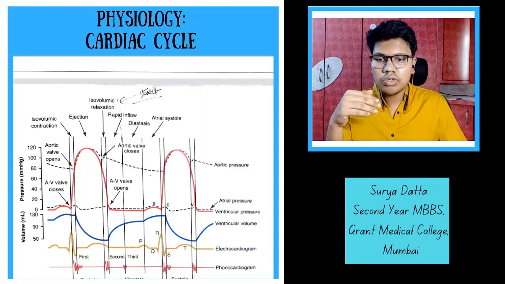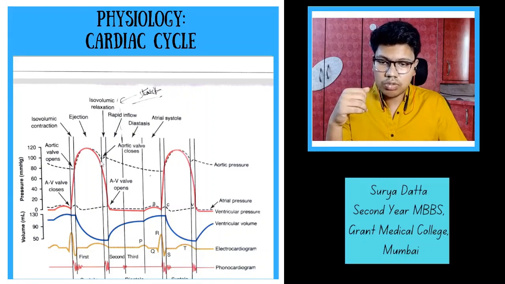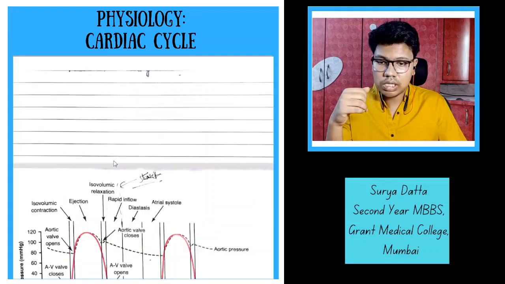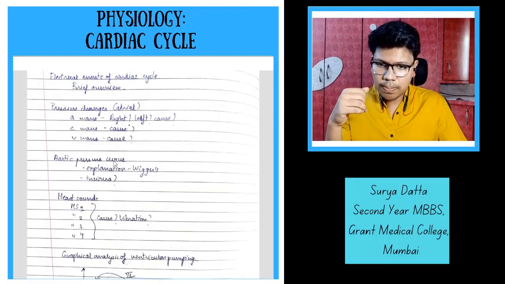So see this protodiastole part during the isovolumic relaxation. This is known as the incisura. It's also a pretty famous question that people ask. Yeah, that's about the incisura.